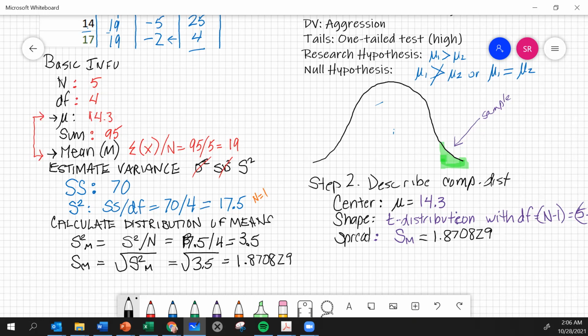1.870829, or for the sake of the drawing, we're just going to use 1.9. That's for our drawing. And what we've actually done here is we've calculated our distribution of means, which, as you know, would be a long skinny distribution. But because it's really hard to draw on that, I'm going to leave it displayed as a fat distribution, even though we know that really it would be a thinner distribution.